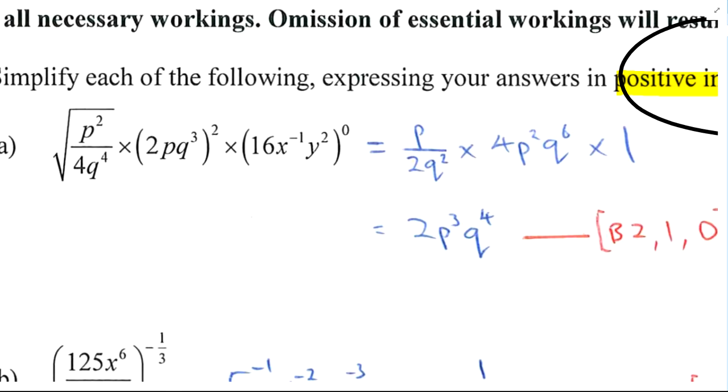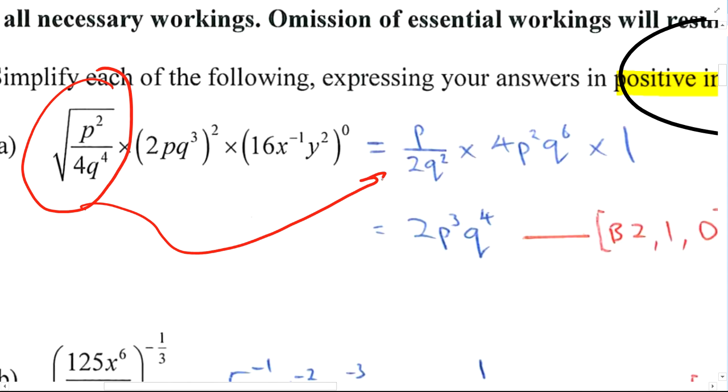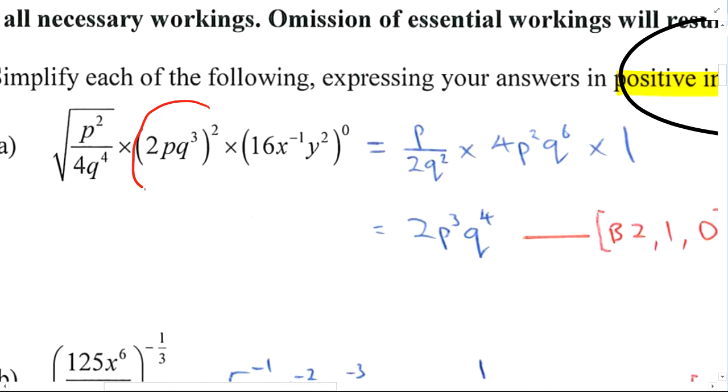The first fraction over here has a square root sign. The square root symbol covers the entire fraction of p squared over 4q to the power 4. So this is now transformed to this, p over 2q squared. Okay, you square root every single thing. Now next, we've got a second fraction, the second term. We've got 2p times q to the power 3, and the entire thing is squared.